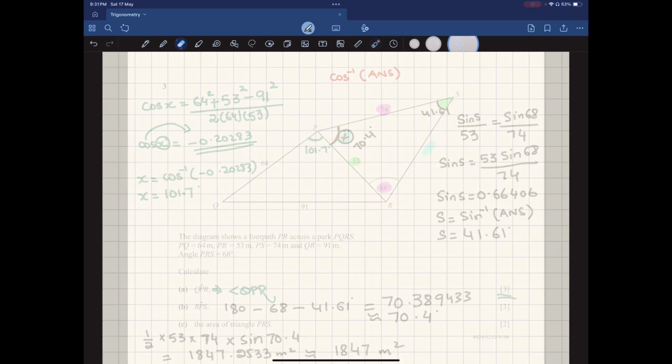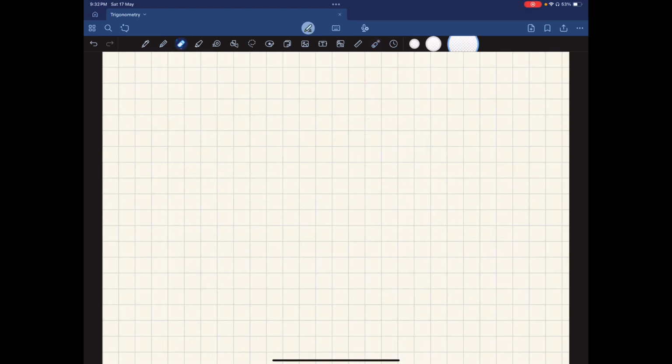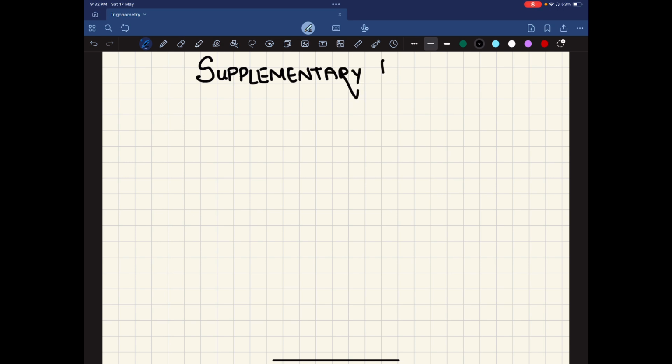Okay, now on to the last part of our topic, supplementary angle identities. But before we explore them further, I want you to know what supplementary means. Basically, supplementary angles are those angles which add up to 180 degrees.